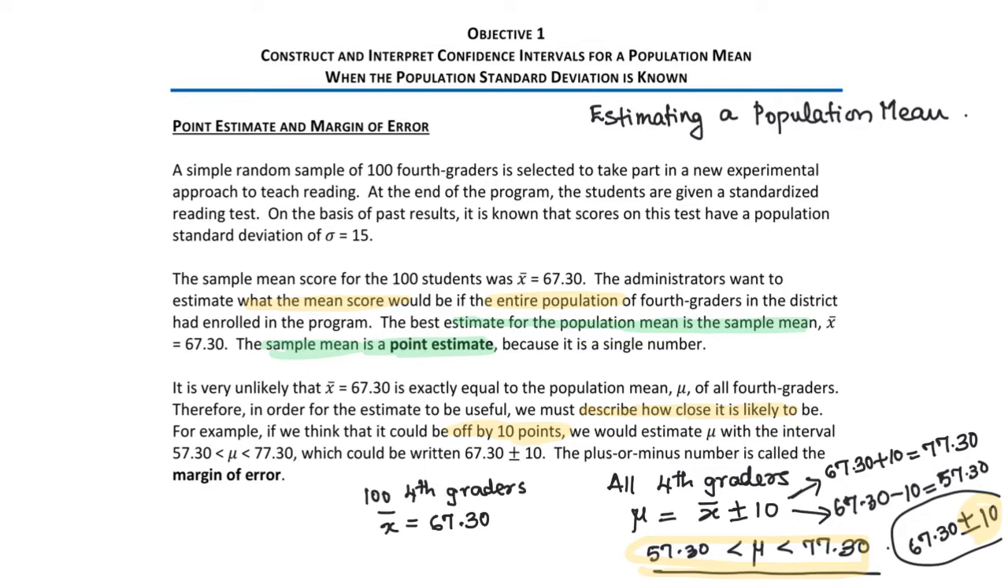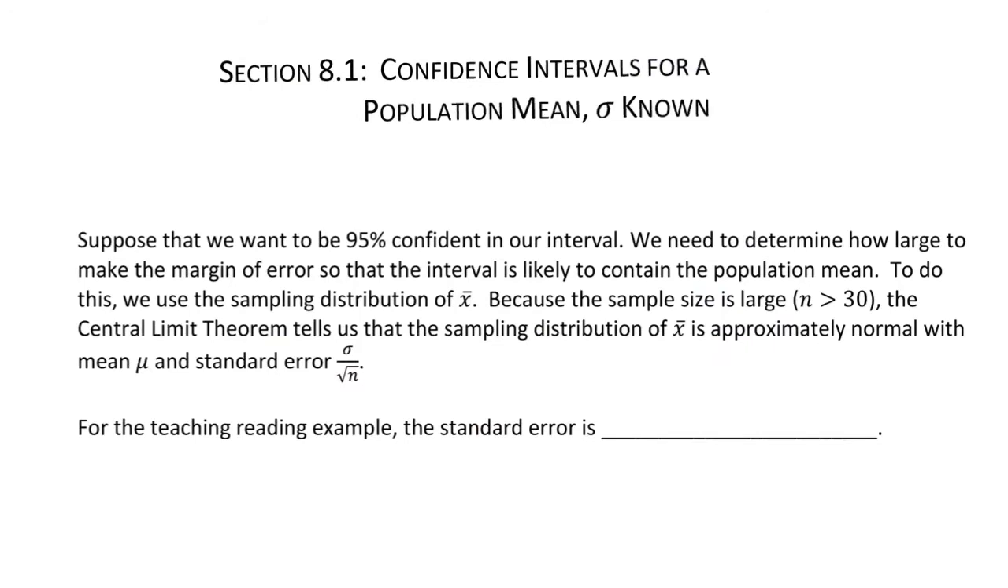We need to determine how large to make the margin of error so that the interval is likely to contain the population mean. To do this, we use the sampling distribution of the sample mean. Our sample size is 100 students. Since the sample size is greater than 30, the central limit theorem tells us that the sampling distribution of the sample mean is approximately normal with mean mu and standard deviation sigma divided by square root of n. This standard deviation is also called the standard error, sigma divided by square root of n. So in our example, the standard error is 15 divided by square root of 100, which equals 1.5. Now you have learned one more new term, standard error, which is sigma divided by square root of n.